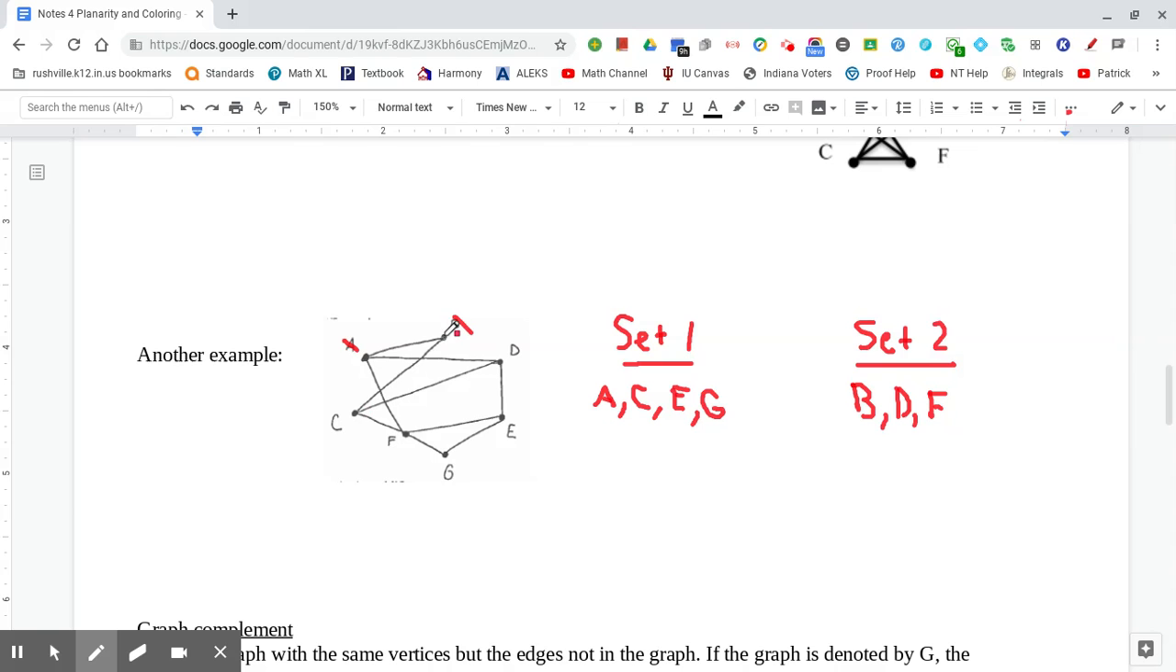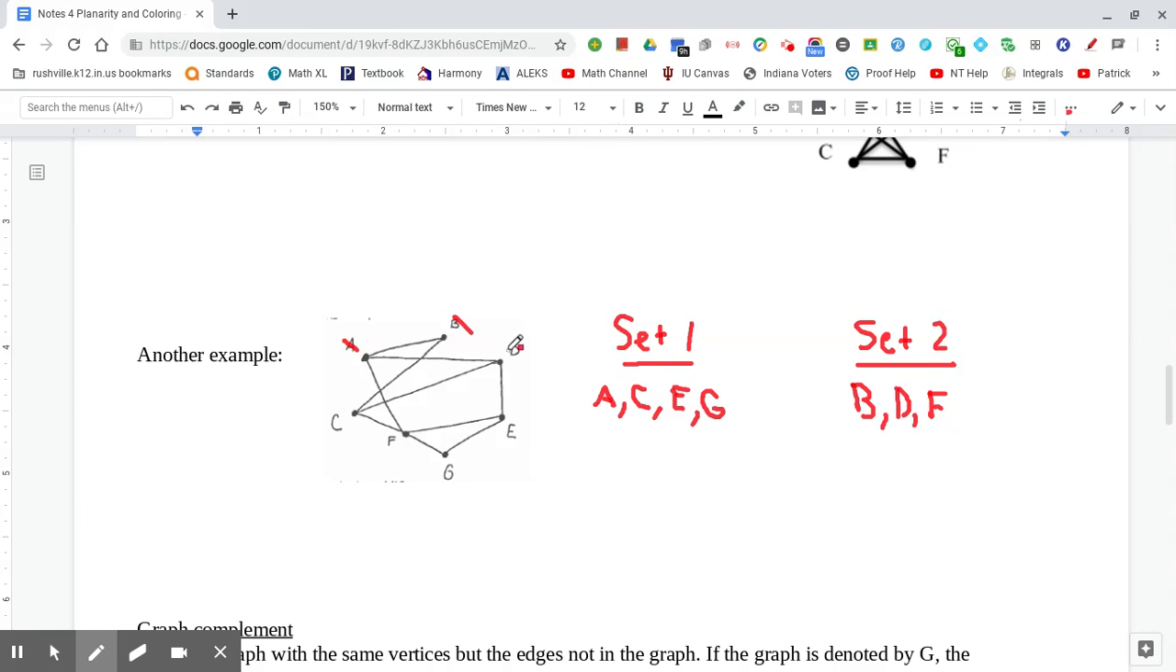So C is adjacent to B. There it is. C is adjacent to D. There it is. C is adjacent to F. There that one is. All right. And then I'm going to go to vertex E. All right. So next up is E for me to double check.